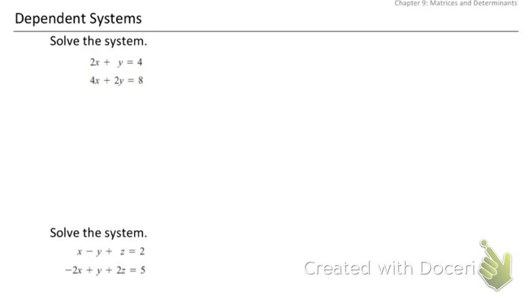First of all, dependent systems. Those are the ones with infinite solutions. So we start off with 2x plus y equals 4 and 4x plus 2y equals 8. So we are going to solve this using Gaussian elimination. So that means I need to write an augmented matrix. So that means we're going to have 2, 1, 4, 4, 2, 8. Gaussian elimination says that we need to turn it into the identity, which means this 2 needs to become a 1.